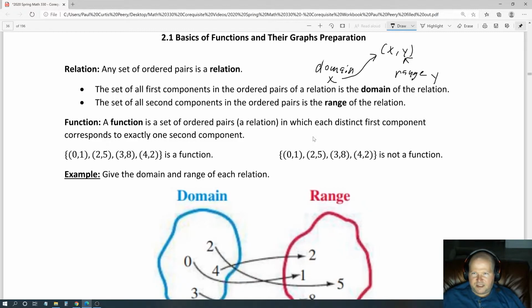Right. So they're saying the first component is the domain. The second component is going to give you the range.